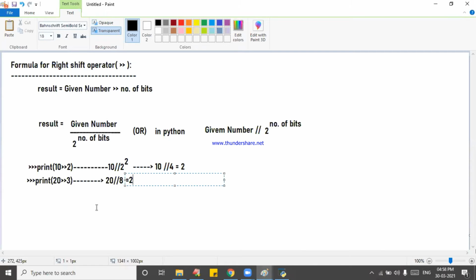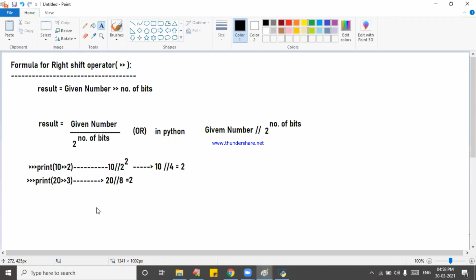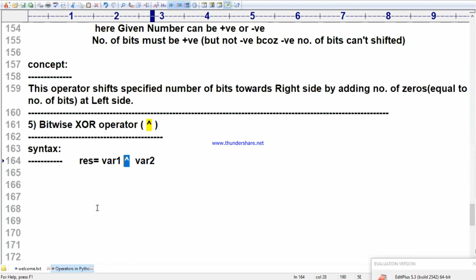Right. Next, move to another operator, that is bitwise XOR. You take it. I am taking bitwise XOR. Just carefully try to follow. What will this bitwise operator follow? Similar bits concept I am saying, try to follow.